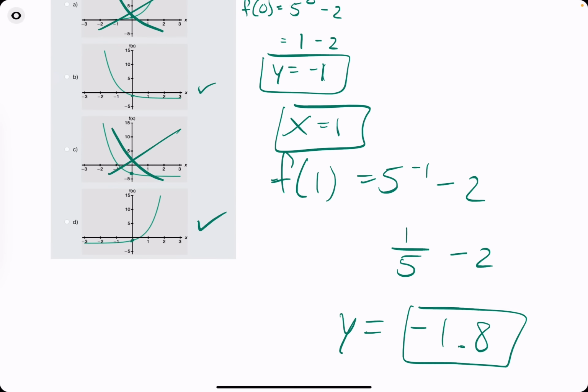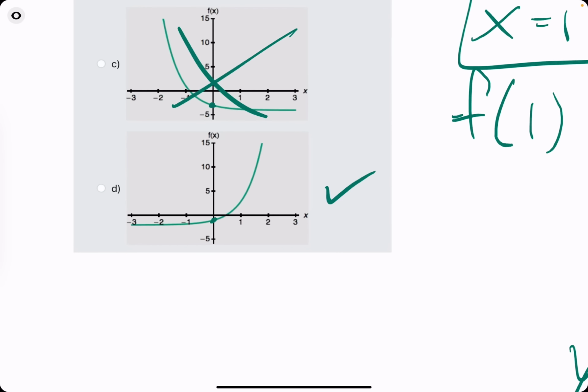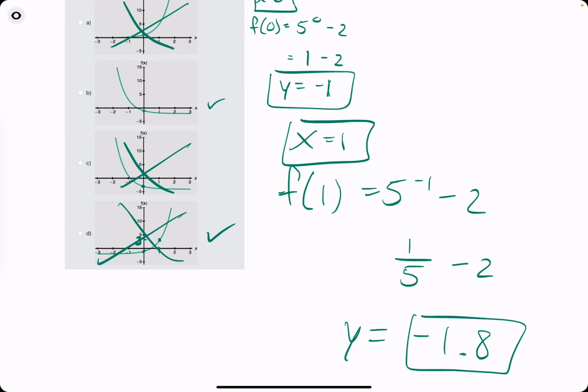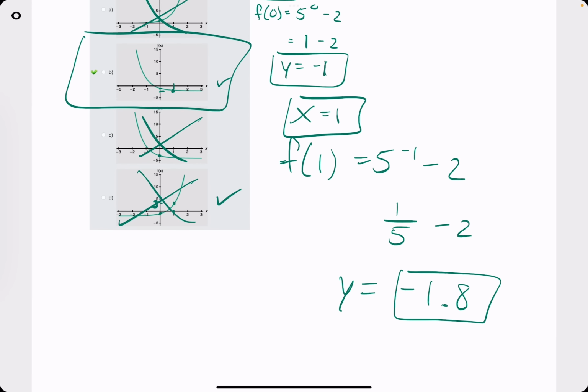And so we can see that option D, right at 1, the y value is probably more like 3. And so that's not negative 1.8. But on graph B, at x equals 1, the y value is definitely less than negative 1 because that was the y-intercept. And so negative 1.8 is valid in terms of matching that graph.